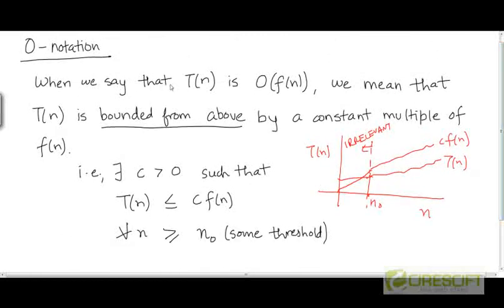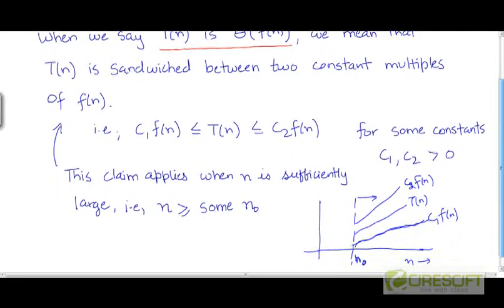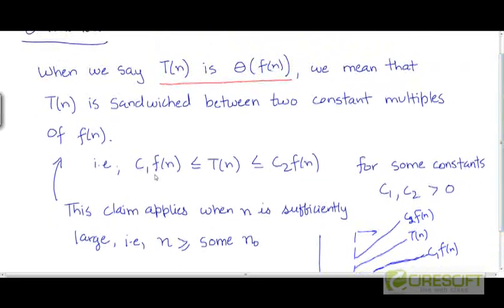Now if you compare this definition with the definition of the theta notation, or what we meant by saying t of n is theta of f of n, you'll notice that the only difference in the two definitions is that for the big O notation, we are only talking about the right inequality. So we are only talking about the constant C2 here and the fact that there exists such a constant C2 such that T of n is bounded from above by a constant multiple of f of n.